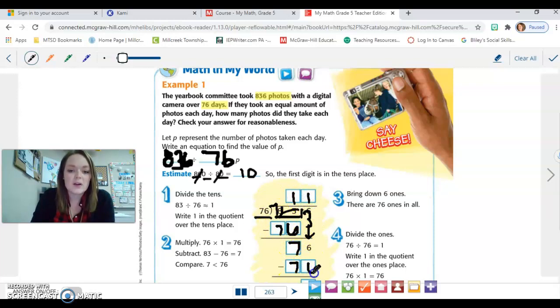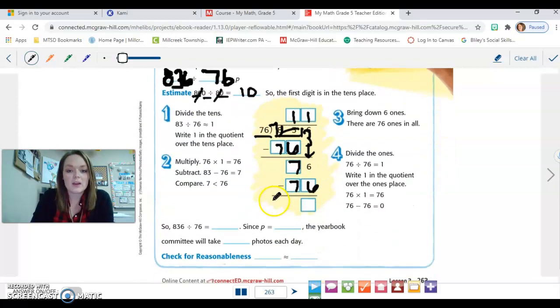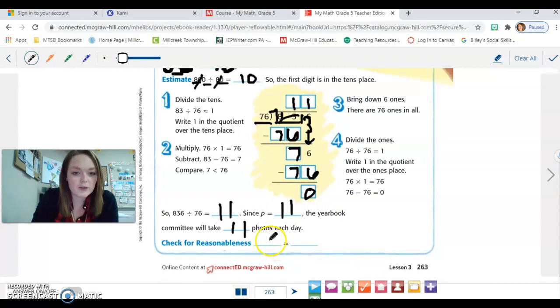No remainder. Is our answer close to 10, 11? Yes. So 836 divided by 76 gives us 11. P equals 11. The yearbook committee will take 11 photos each day. Does this check for reasonableness? Is 10 close to 11? Yes, it checks.